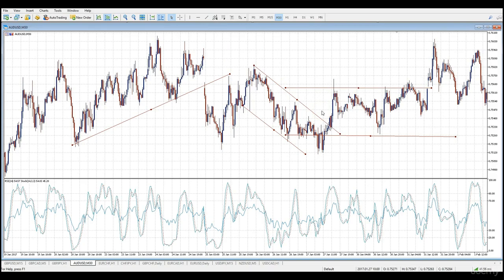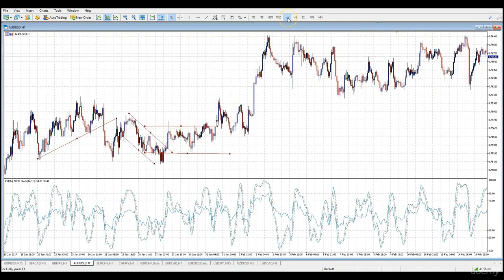Now, what we're looking at here is Aussie USD on a 30-minute time frame. If I were to switch this over to a 1-hour time frame, we see that the trend is actually a little different. We have trends within trends. So on the smaller time frame, we have an uptrend, a downtrend, and a sideways trend. But on the larger time frame, we could also look at this as one long sideways trend.